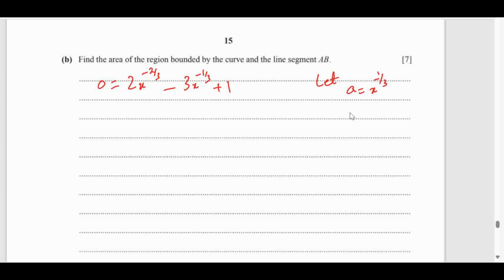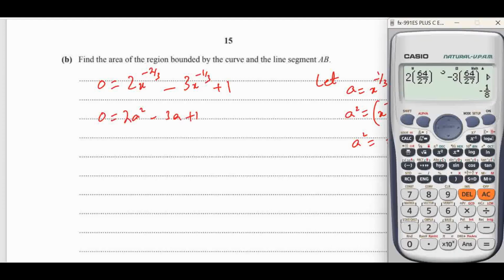So a square will be equal to, take square on both sides, x power minus 1 by 3 whole square. Whenever we have power on power, we need to multiply it. So a square will be equal to x power minus 2 by 3. So 0 is equal to 2a square minus 3a plus 1.